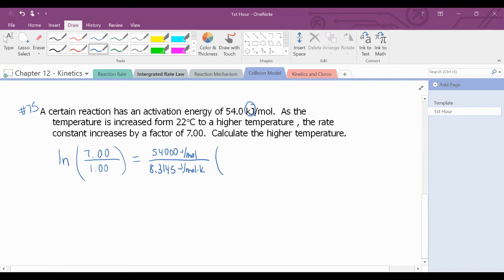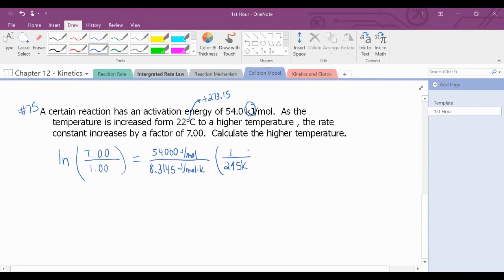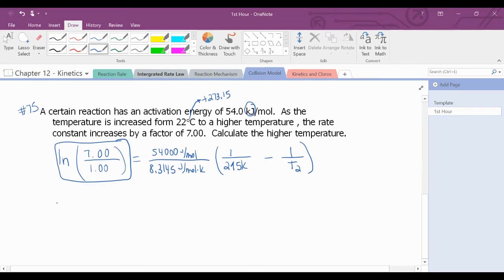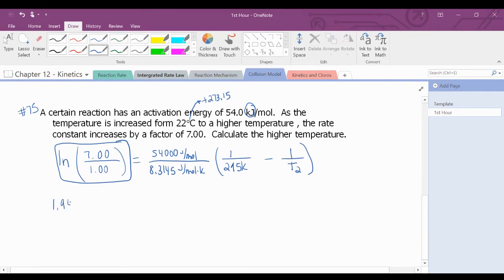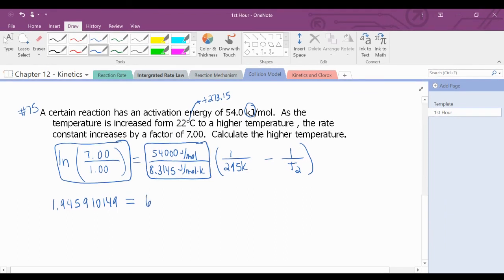We would need our temperature to be in Kelvin. So just a reminder, you're just going to add 273.15. And so we get 295 Kelvin. And we're going to be looking for T2. Okay, so this is what I did first. I took the natural log of 7. And then I divided out my activation energy divided by my universal gas constant.